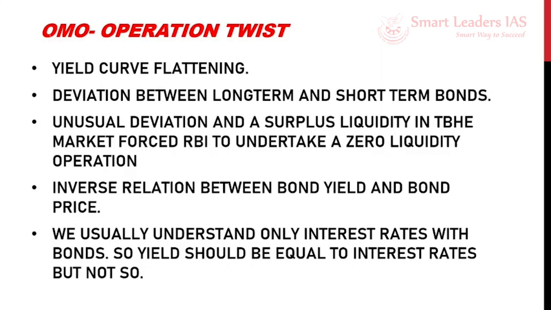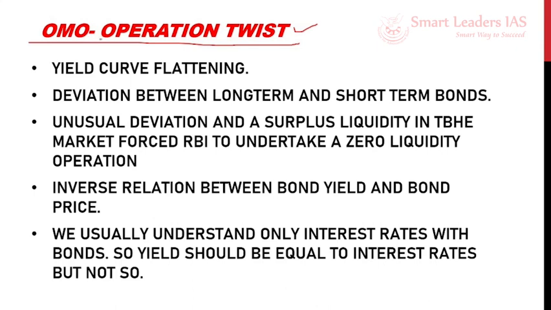First is the operation twist. The operation twist, now, as you all know, it is related to a special unconventional open market operation. Open market operation is a practice of the RBI coming directly to the market and selling government securities or buying government securities based on the liquidity needs of the market, right? So bonds, government securities are either they will absorb or they will sell.